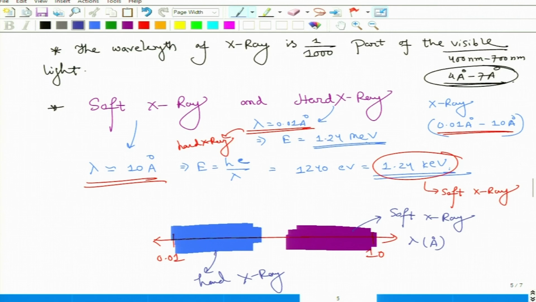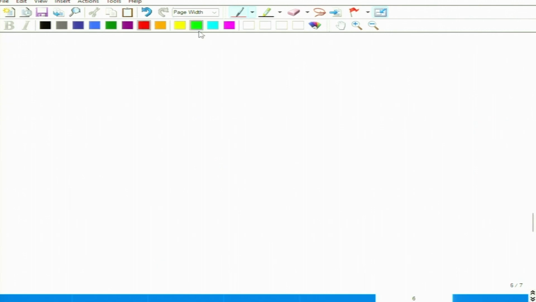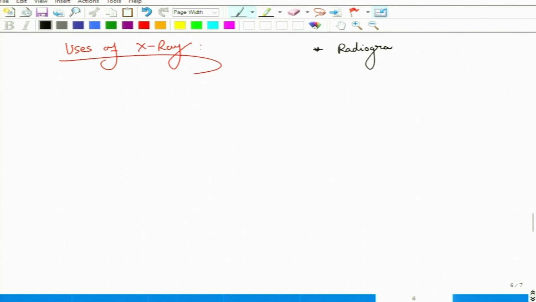Now what are the uses? We know very well, right? So now let me write it again. Uses of X-ray. So what were the uses? First, in medical science, in radiography, X-rays are used for detection of fractured bones or kidney stones, right? We do X-ray nowadays, it's very common for us. So radiography is one of the cases.